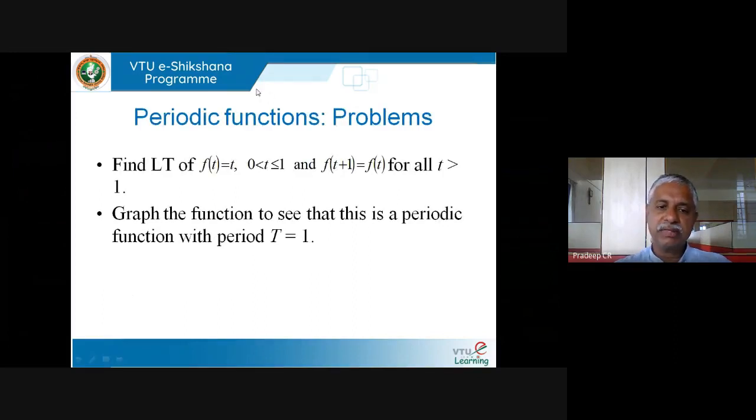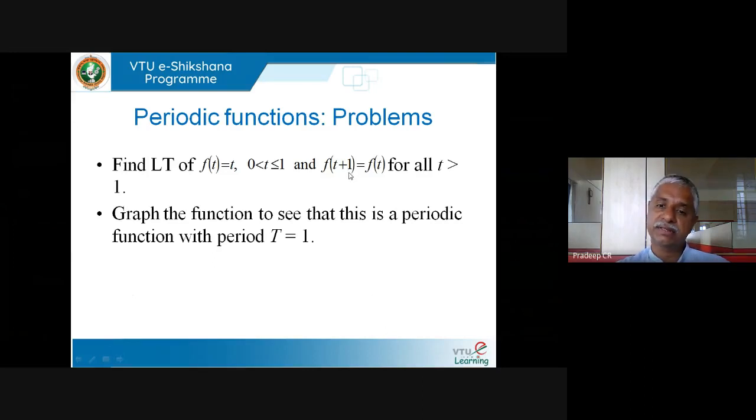So let me start with this function. I want to find the Laplace transform of f(t) equal to t. So f(t) is t, but not everywhere, only between 0 and 1. And beyond 1, what happens? f of t plus 1, I'm defining it to be f of t for all t greater than 1. This means clearly this is a function with period 1, because after 1, it keeps repeating.